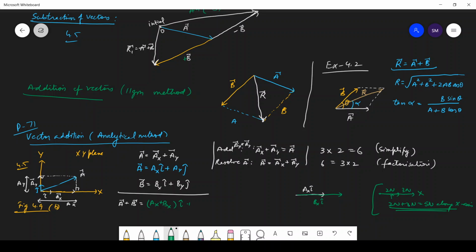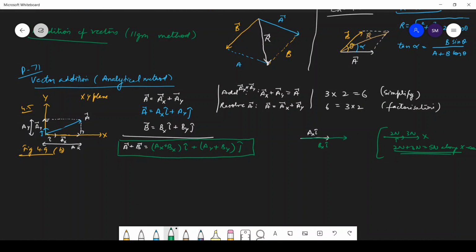So it's so simple to add, this analytical method of adding. And now add their y components, because they are in the same direction, so they will simply add. So ay plus by j cap. So this is the analytical method of adding.